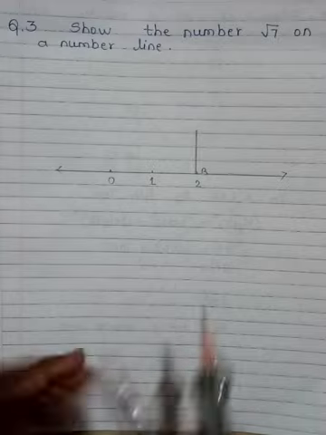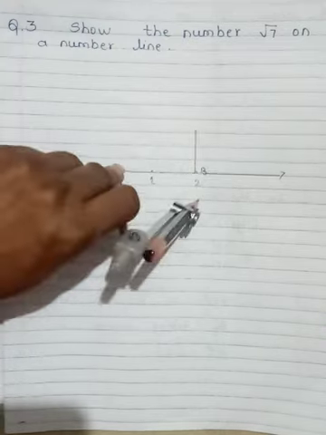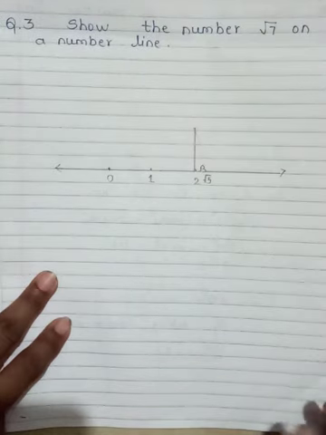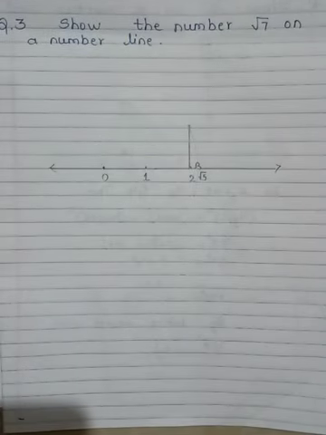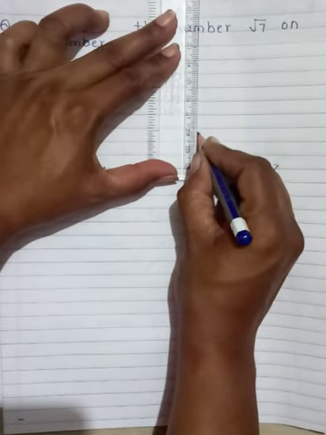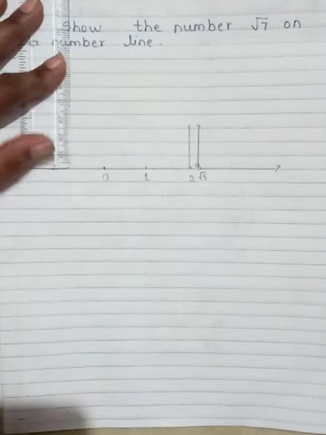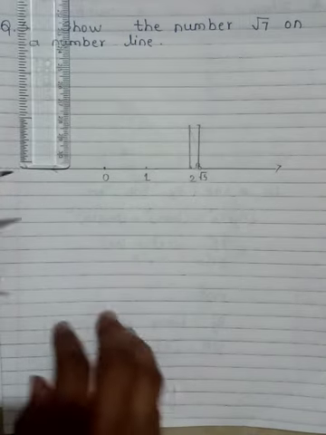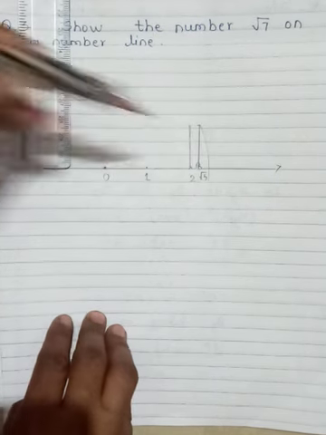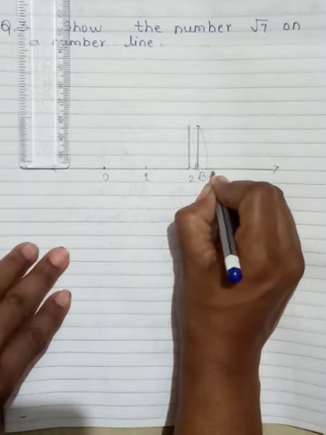Take the compass and you will get the number root 5. Now again draw the perpendicular at root 5. This perpendicular should be equal to unit distance. Take the compass and draw the arc. This arc will show the distance root 6.